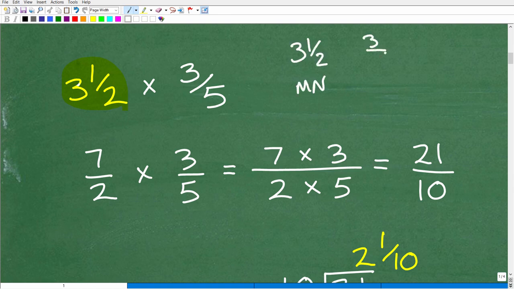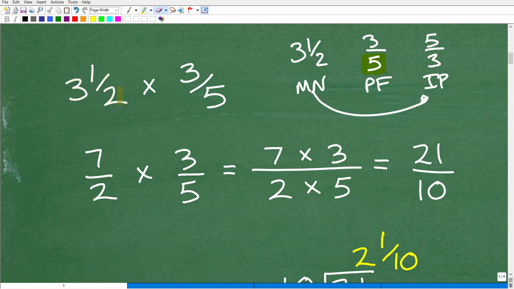A fraction like 3/5 is a proper fraction because the denominator, that bottom number, is larger than the numerator. And if the numerator, that top number, is bigger than the bottom number, this is called an improper fraction. So you do need to be familiar with these terms. We can convert mixed number fractions into improper fractions, and you need to know how to do that. Matter of fact, we're going to discuss that right now.